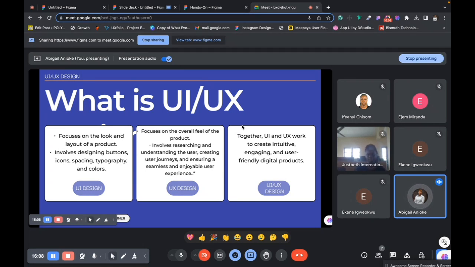And that's why I said UI UX design is together: the UI and the UX work to create intuitive, engaging, and user-friendly digital products. So you can't be a UI person starting alone without doing UX, right? So all of these things together is what makes someone a UI UX person, a UI UX designer.